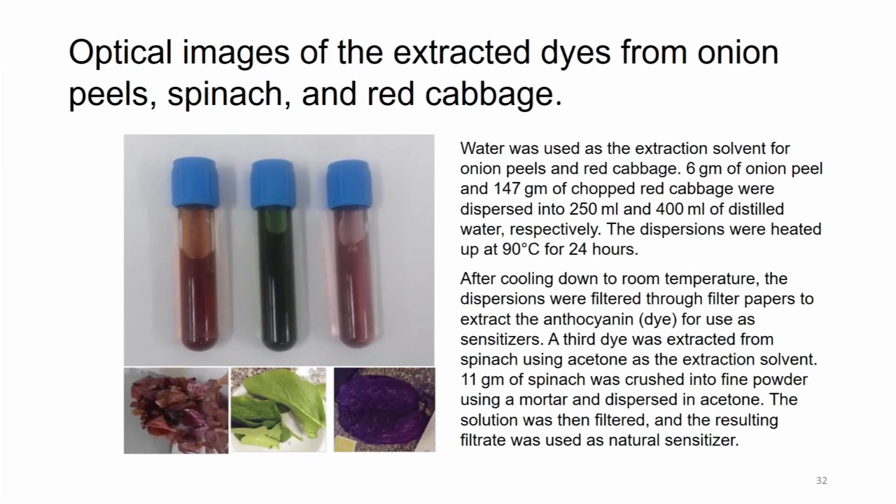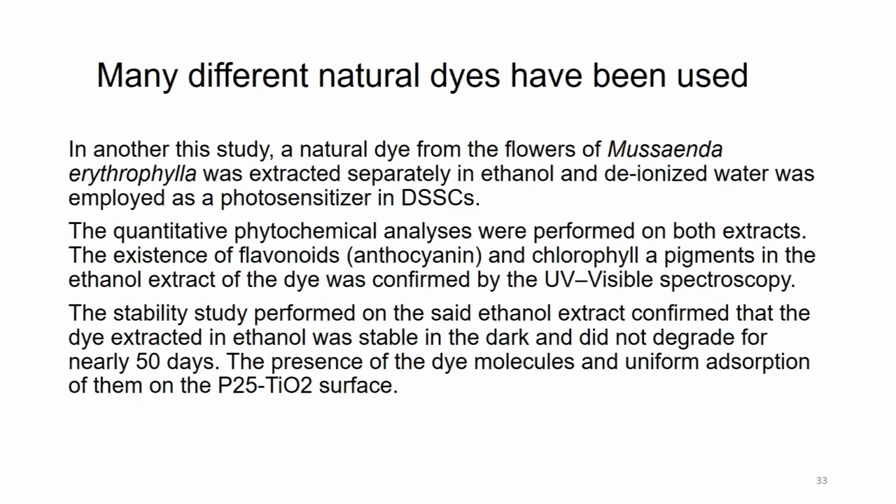Optical images of the dye extracted from onion peel, spinach and cabbage have been shown here, and they are very easy to extract from these sources. The extraction is even simpler, because even a dilute solution can work as a natural dye for the solar cell system. Different types of natural dyes have been used. People have attempted to use many other dyes, and there is a huge range of dyes that have already been explored for NDSSC.